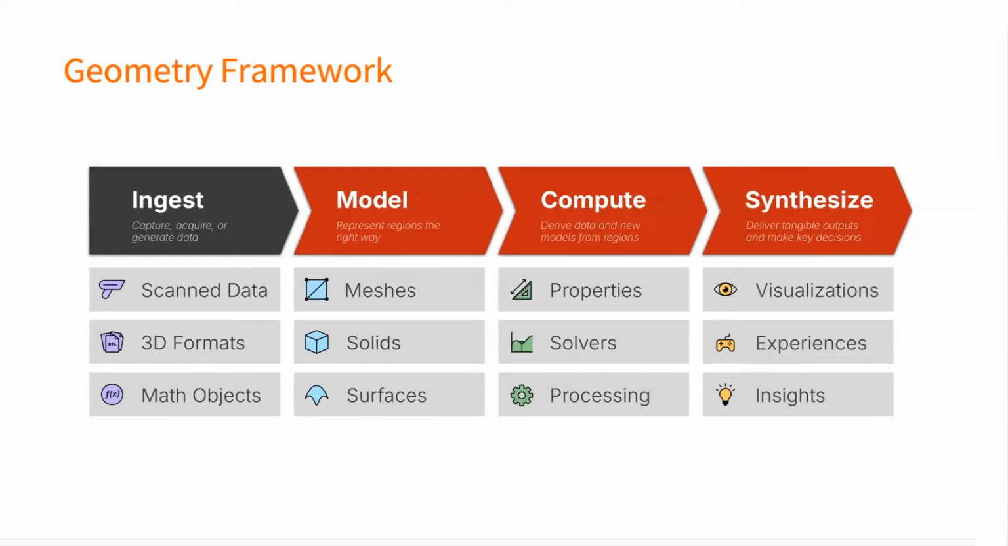It could be scan data, such as a point cloud. It could be an existing object in some 3D format, like STL, OBJ, USD, and much more. It could even be data we generate ourselves through some mathematical process. But once we have this data in our system, we want to be able to model it and choose the best representation to do so.